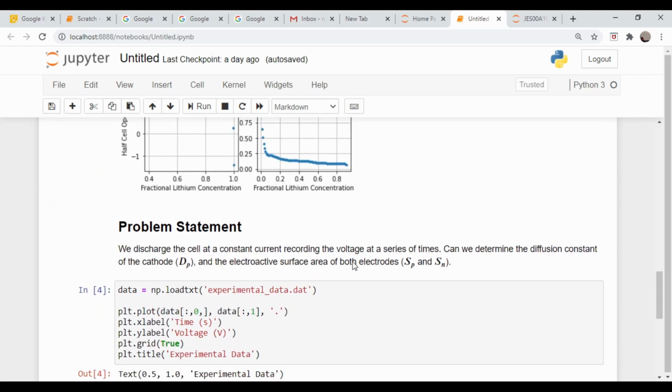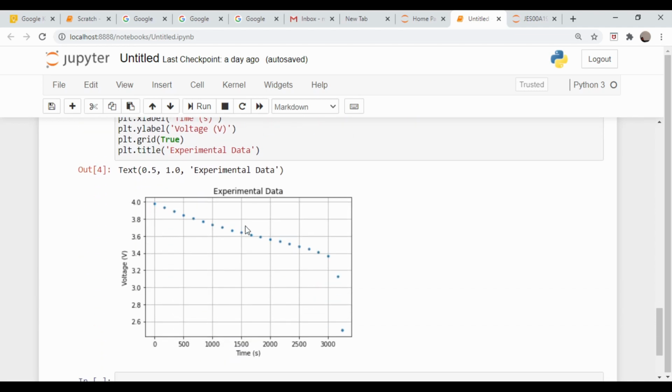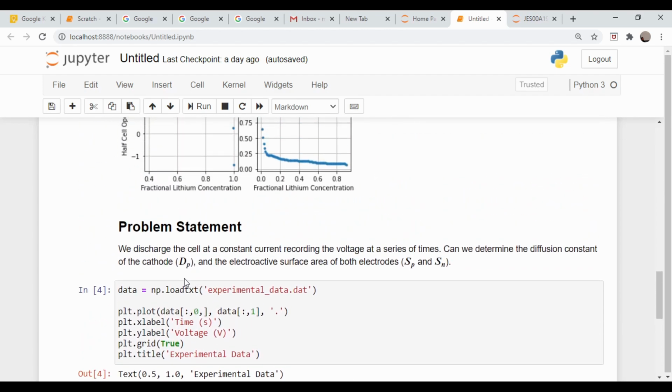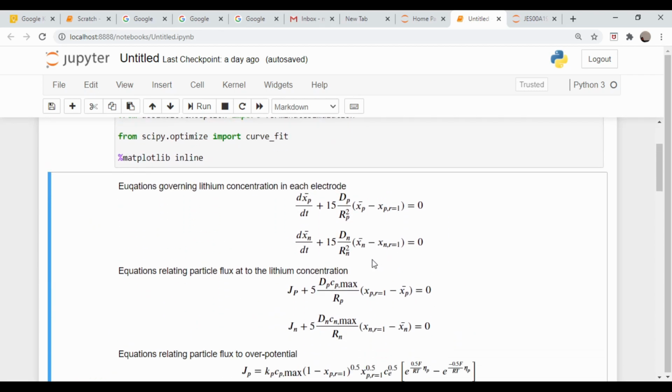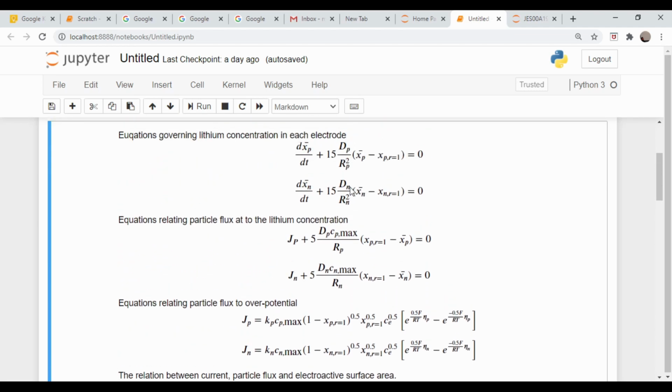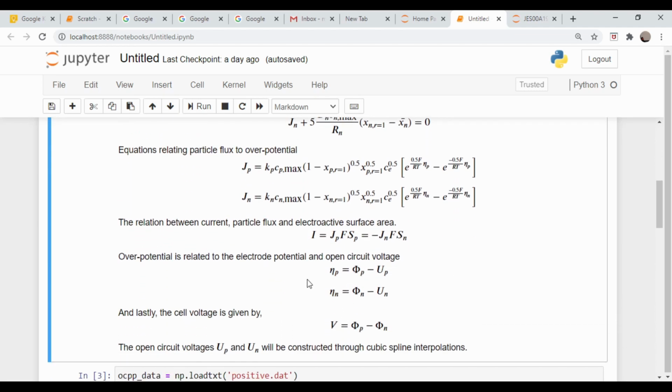So what we're going to do is assume we have a discharge curve that we've measured. We've taken this cell, we've discharged it and got a bunch of voltage points as a function of time. And the problem we're going to look at is we want to know what this diffusion constant for the cathode is, this dP, as well as the electroactive surface area, SP and SN for both electrodes. So we need to pull out a dP. Where's our dP here? Here from this equation. We want to basically do a curve fit to estimate this dP and these S sub P and S sub N.